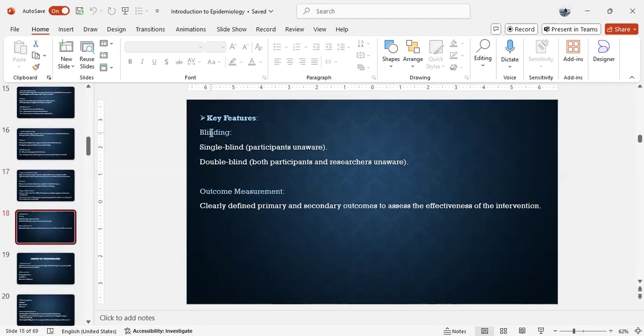Key features are blinding. There are two types of blinding: single blinding, where participants are unaware in which group they will be allotted, and double blind, where both participants and researchers are unaware. Outcome measurement: clearly define primary and secondary outcomes to assess the effectiveness of the intervention.